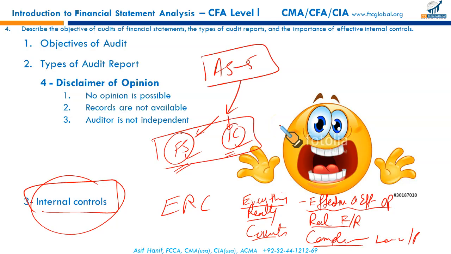What is internal control system? ERC: efficient effective operations, reliability of financial reporting, and compliance with the laws and regulations. So that was your LOS 4.